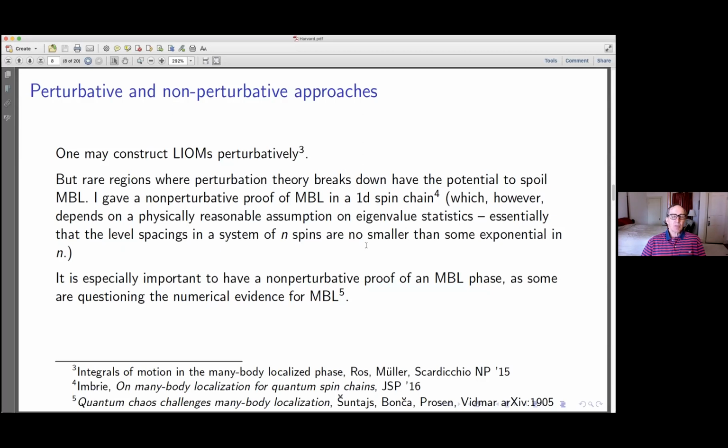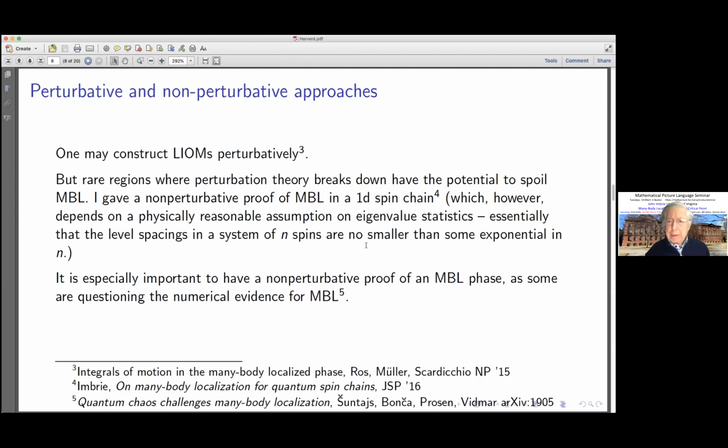So in effect, the numerical evidence of the MBL transition is not all that strong. The systems that can be analyzed are not that large, and some are even questioning that evidence. So it's very useful to have this non-perturbative proof out there.